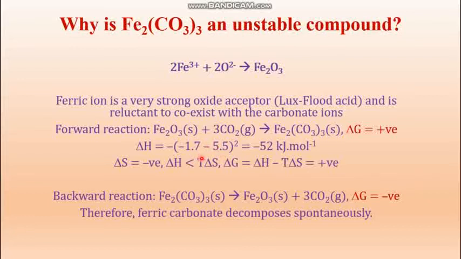Actually, the AB value for ferric oxide is minus 1.7, while the same for carbon dioxide is minus 5.5. So the delta H value is minus 52 kilojoule per mole, which is not sufficient to overcome the value of T delta S. So this minus 52 kilojoule per mole value is less than the T delta S value. As a result, delta G has been reported to be positive.